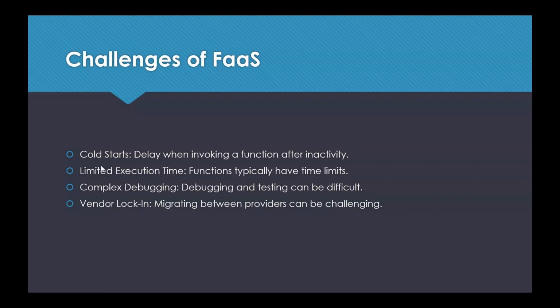Next one is limited execution time. Functions typically have time limits. Generally, we get time limits of 15 minutes, 20 minutes, depending on the cloud provider. Complex debugging. Debugging and testing can be difficult because you just manage the application and not the infrastructure. Vendor lock-in. Migrating between providers can be challenging. Suppose you want to migrate your function as a service from this provider to someone else. This will be very difficult.